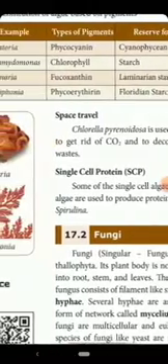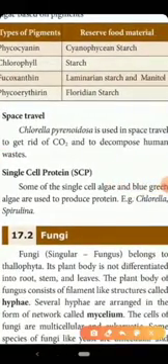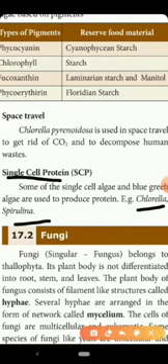Next, single cell protein. Some of the single cell algae and blue-green algae are used to produce protein. For examples, Chlorella, spirulina. The protein is derived from a culture of single cell organisms. Understand? Protein derived from a culture of single cell organisms.